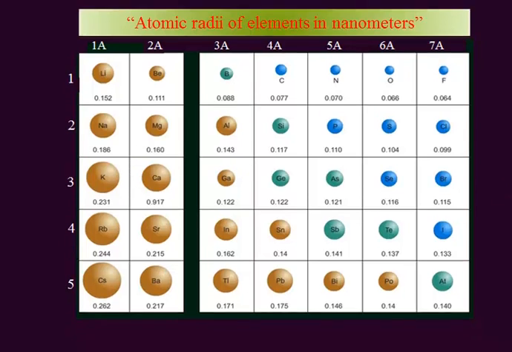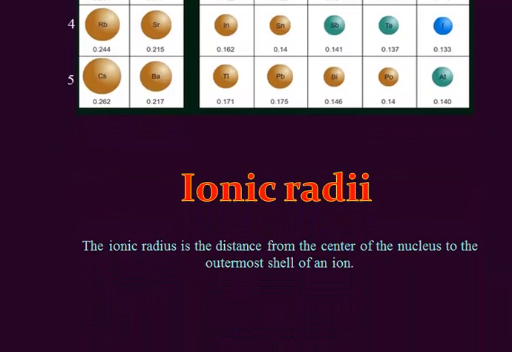Now let me take ionic radii. Ionic radii of ions are measured in the same manner as we measure the atomic radii of atoms. Ionic radius is the distance from the center of the nucleus to the outermost shell of an ion. And before I discuss the trend of ionic radii in the table, let me introduce an ion. An ion is formed when an atom loses electrons or gains electrons.